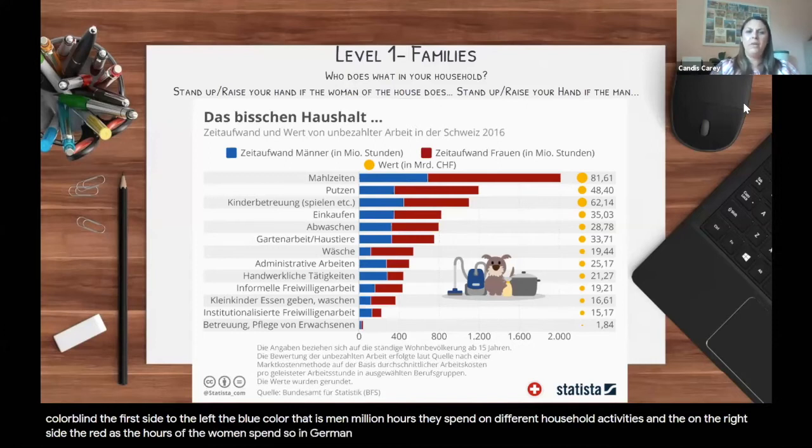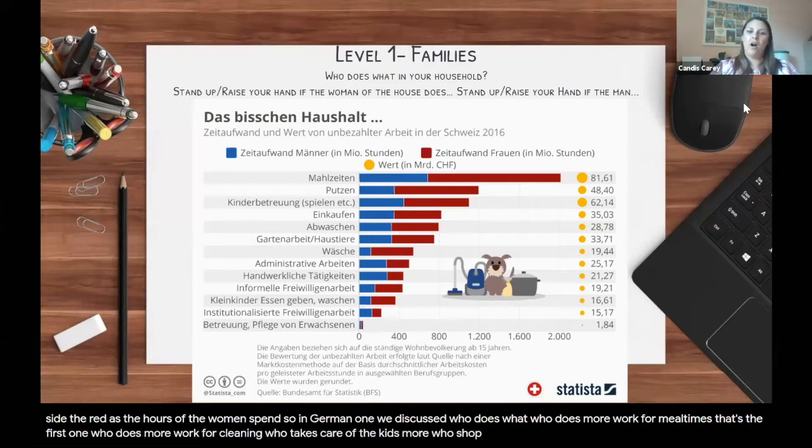So in German 1, we discussed who does more work for meal times. That's the first one. Who does more work for cleaning? Who takes care of the kids more? Who shops more often? And I'm asking this in German.